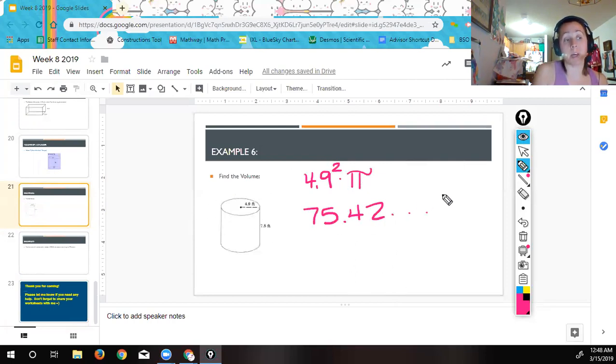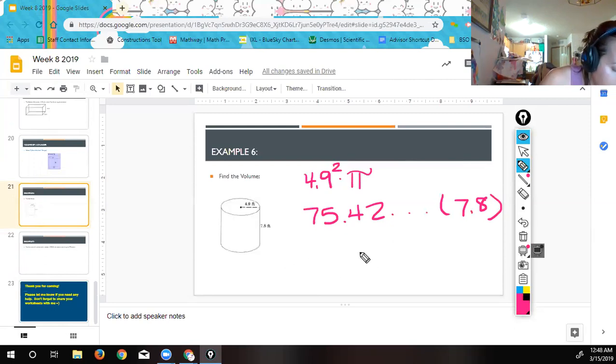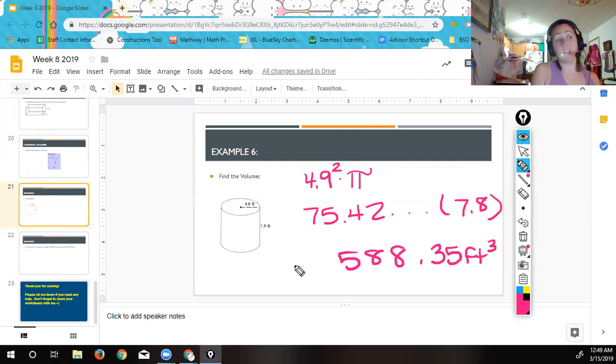Now we're going to multiply that by the height. And I actually just leave it in my calculator, and then I just hit times 7.8. It's more accurate. And you get 588.35 feet cubed. Unless it tells you otherwise, I would round to 2 decimal places. It's more accurate.